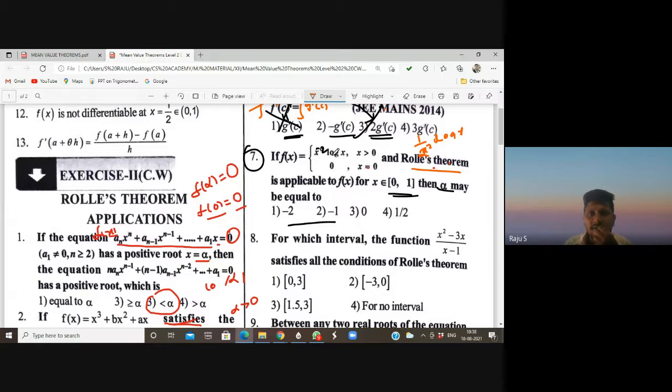What is f of 0 here? At 0, log 0 doesn't exist. So 0 is not the correct answer, for x greater than 0. Okay, fine. Then -2, -1. When you take -2, -1, we are going to get 1 by x square, or 1 by x, which is not continuous. We have to check the continuity in the closed interval 0 to 1, which means for every value of x it should be finite.